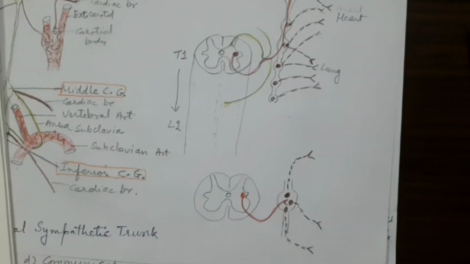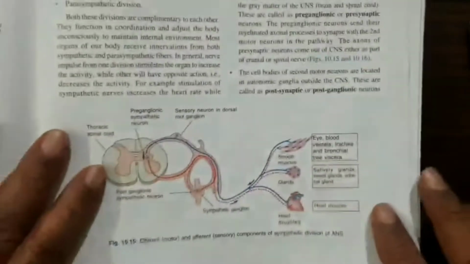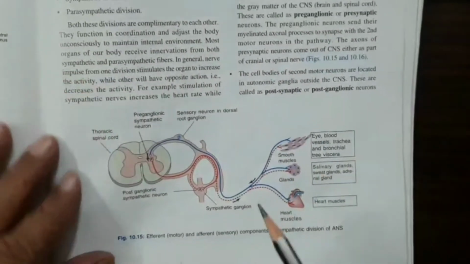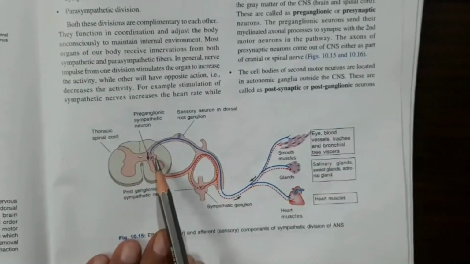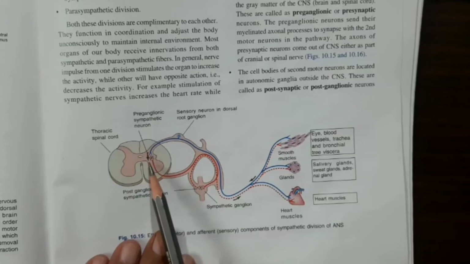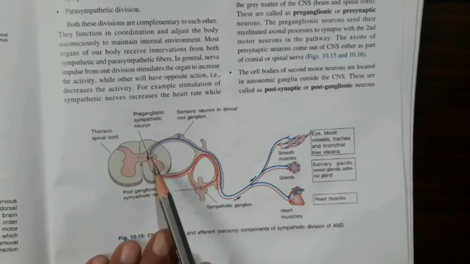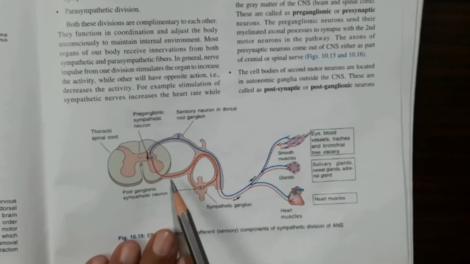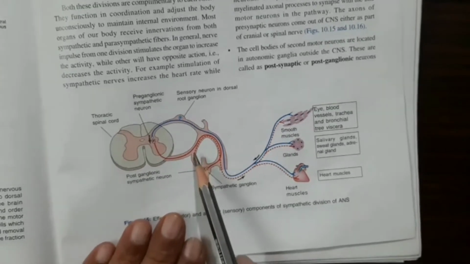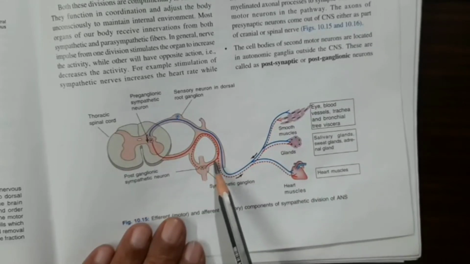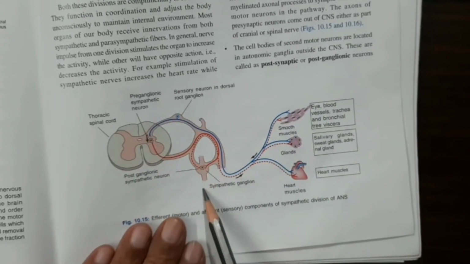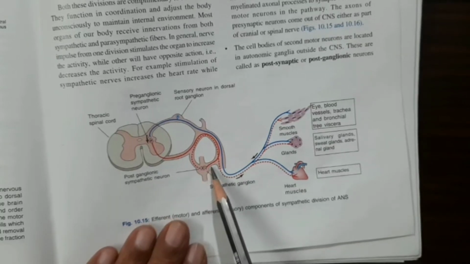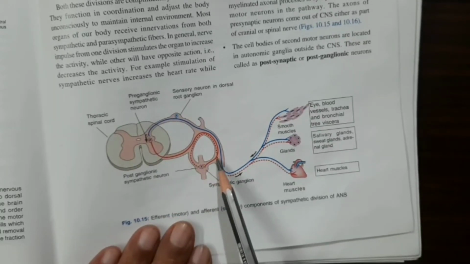Okay, now see here, this is another diagram which will show you how the pre and postganglionic fibers run. See, again, this is the lateral horn of the spinal cord from T1 to L2 level. This is a sympathetic neuron which is giving an axon which runs in the ventral root of the spinal nerve, and then from the ventral root it comes to the sympathetic trunk here. One of the sympathetic ganglia of the sympathetic trunk is shown here.